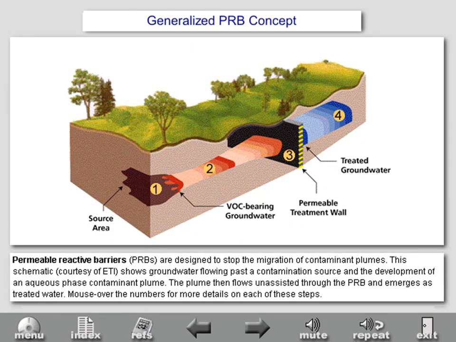Envirometal's animation of a permeable reactive barrier demonstrates the general concept. The contaminated groundwater flows through the PRB. The reactive material in the treatment zone degrades the contaminants, and then the treated water emerges down gradient.